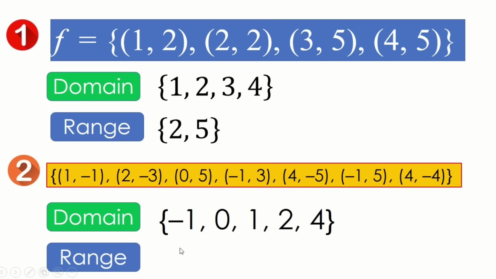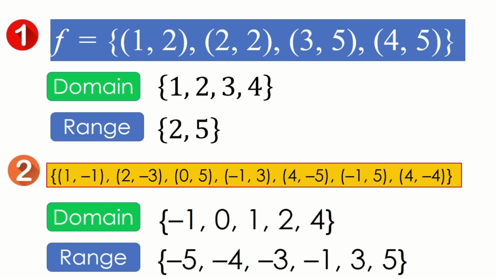Then the values of range, we have -1, -3, 5, 3, -5, 5, and -4. Ganun din, simulan muna natin sa mga negative numbers. So, we have -5, -4, -3, -1, 3, and 5. Again, kapag given yung ordered pairs, ganun lang yung gagawin nyo. Dapat maging organized yung sagot natin.